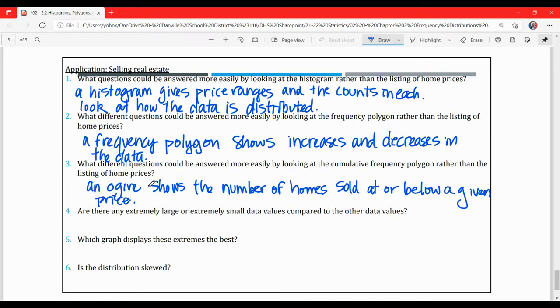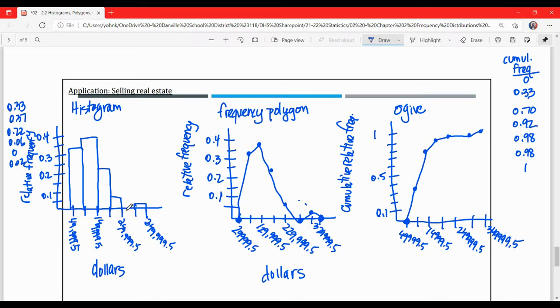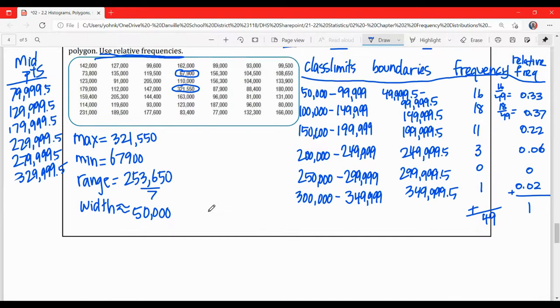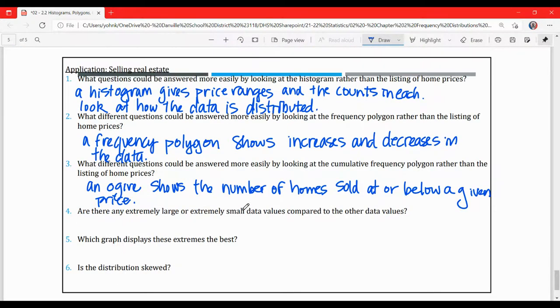Are there any extremely large or extremely small data values compared to the other data values? I would say there would be one extreme data value or possible outlier, and that would be that really high value that made that last bar graph what it was, which was that maximum 321,550. So we can say the house sold at 321,550 is an extreme value.